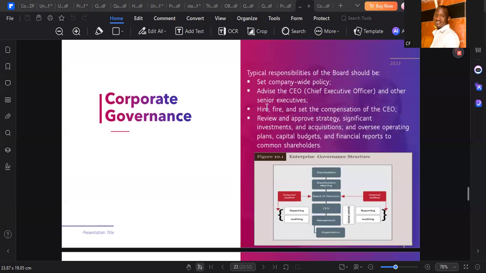So here is a typical board, where we have a structure that has been put here, which has an enterprise governance structure. The CEO can be the head of the organization, who advises or can be advised by other senior executives. The role would be to fire and hire and set compensation plans.